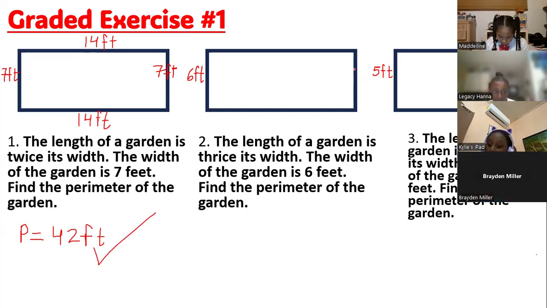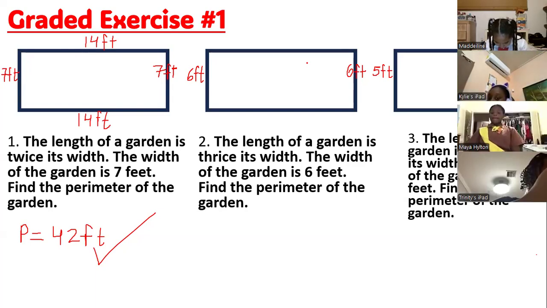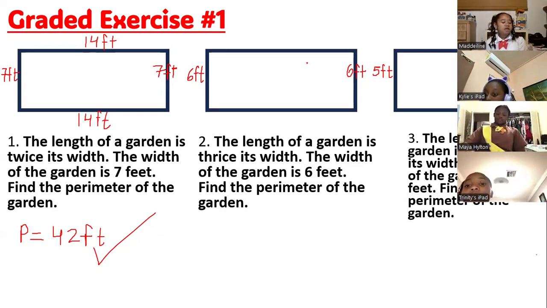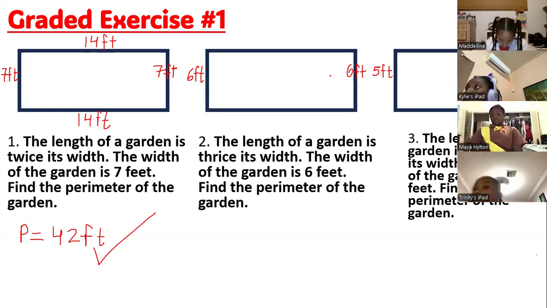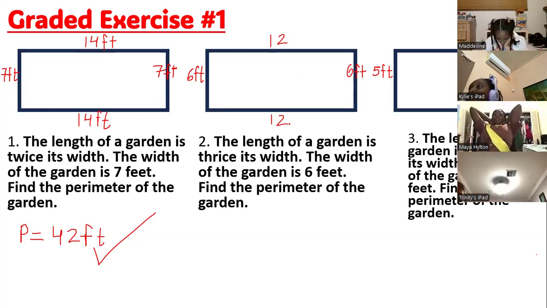Number 2. What did y'all get for number 2 for this one? For number 2, I got 36 feet. 48 feet. So this is 6 feet, 6 feet. Go ahead. When I was adding up number one, I accidentally put 2 instead of 7 for the 14. So that's how I got 18. Oh, okay. So 6 feet, 6 feet, and then it's going to be 12 feet, right? And it's also 12 feet. And so this is going to be what? What did y'all have for number 2?